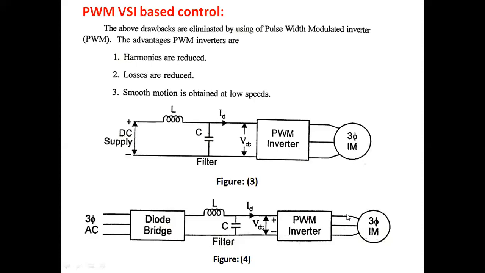V by F control. So these are the four possible configurations for the VSI to operate the three-phase induction motor under V by F control, operating this VSI in two modes, the 6-step inverter and PWM inverter modes. Thank you very much.